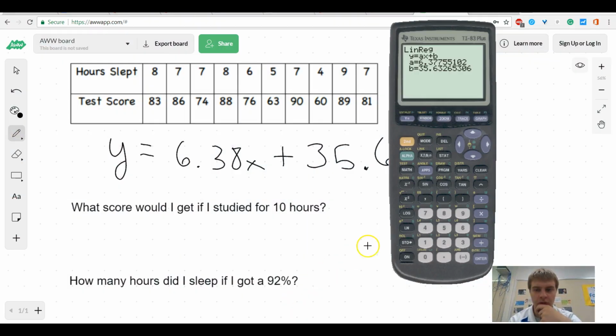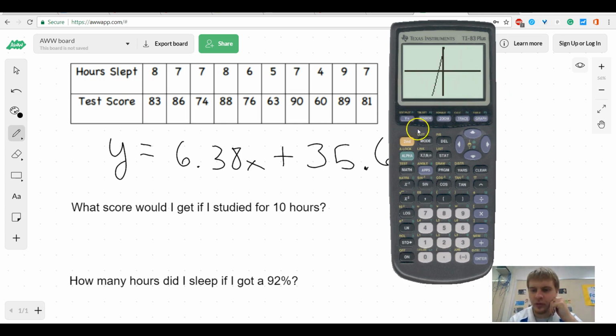If you want to graph your line, you could just say y equals, and plug it in here. And if we zoom out our window, we can get a good idea of what this thing looks like.